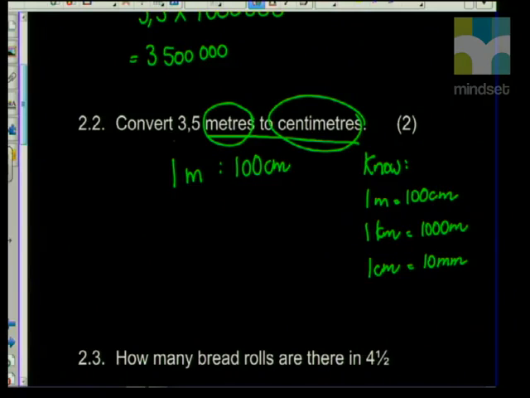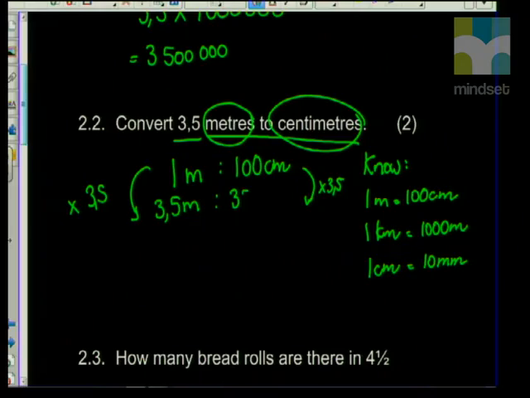So I now need to convert 3,5 meters, and I always find the easiest is to do it as a ratio. I'm going to times this by 3,5, so therefore I need to times this by 3,5. And if you can do it without a calculator, you will know that it's 350 centimeters. If you're not that sure about it, please do use your calculator so that you do get the correct answers.